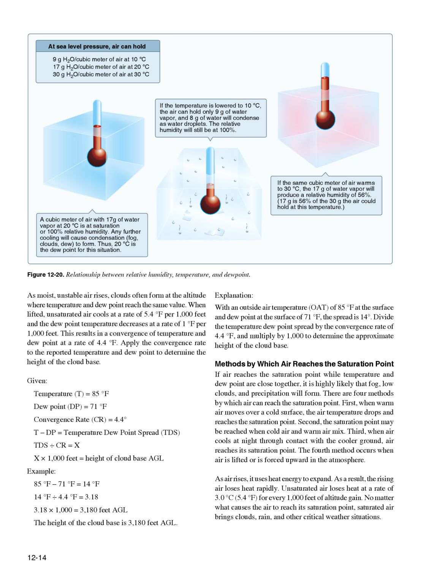Given temperature T equals 85 degrees Fahrenheit, dew point dP equals 71 degrees Fahrenheit, convergence rate CR equals 4.4 degrees Fahrenheit. T minus dP equals temperature dew point spread TDS. TDS divided by CR equals XX times 1000 feet equals height of cloud base AGL. Example: 85 degrees Fahrenheit minus 71 degrees Fahrenheit equals 14 degrees Fahrenheit. 14 degrees Fahrenheit divided by 4.4 degrees Fahrenheit equals 3.18. 3.18 times 1000 equals 3180 feet. AGL, the height of the cloud base is 3180 feet AGL.